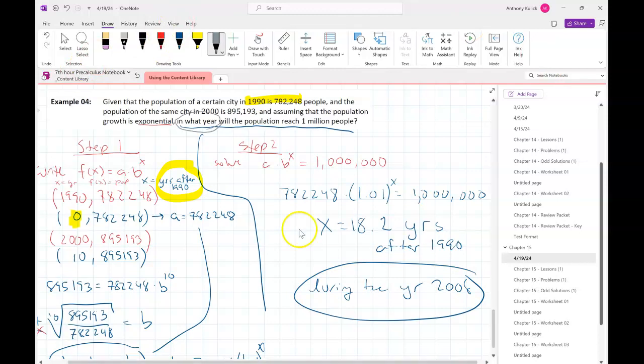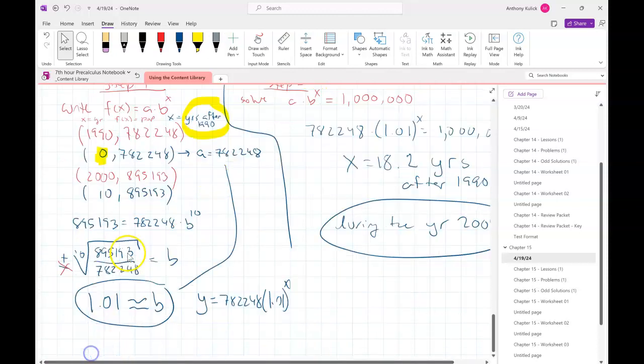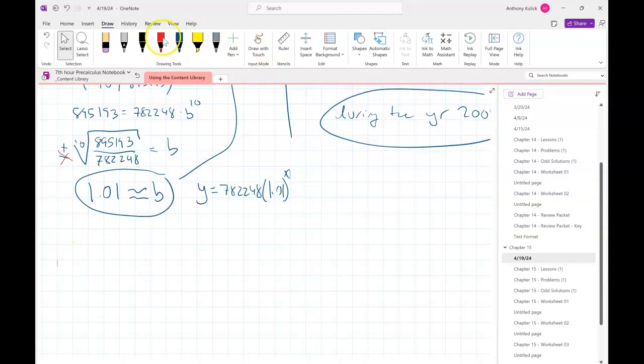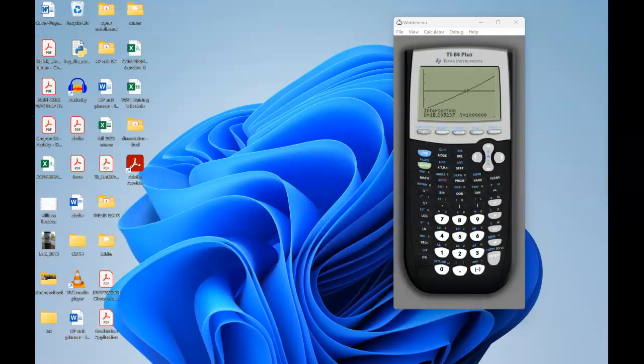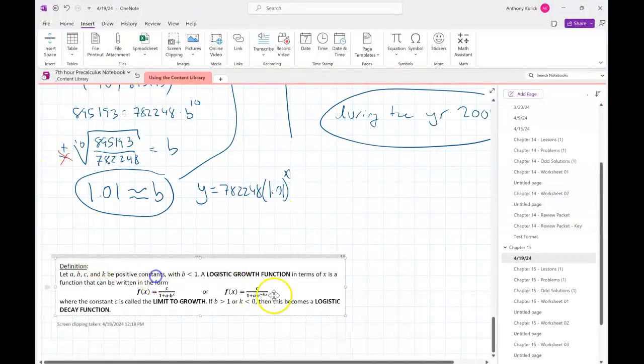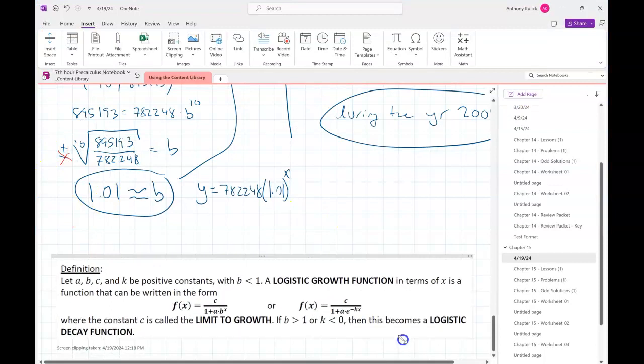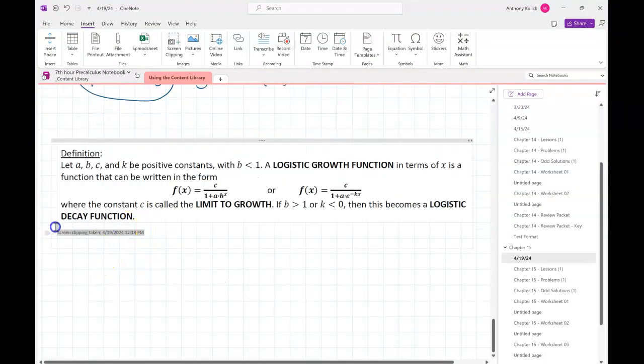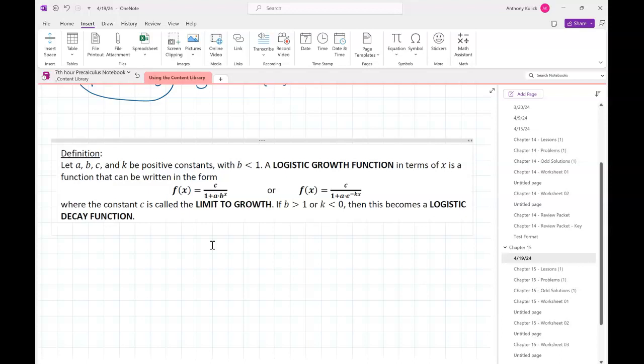All right. So the next type of function we're going to talk about is called a logistic function. You did not talk about this in your Algebra 2 class, so this is going to be brand new to you, or to all of us, I would suspect. We say that a logistic function is something of the form f of x equals c over 1 plus a times b to the x, or it could be c over 1 plus a times e to the negative kx.